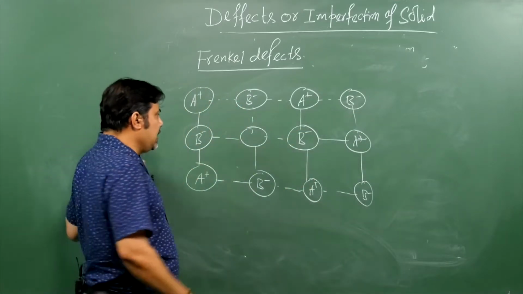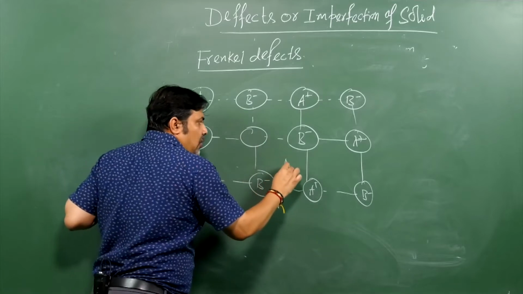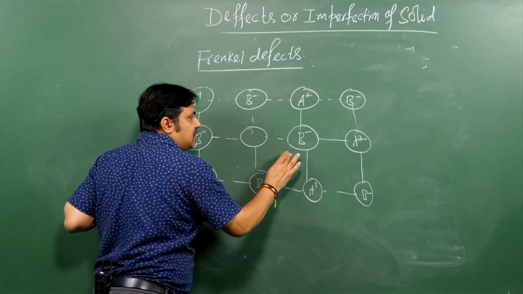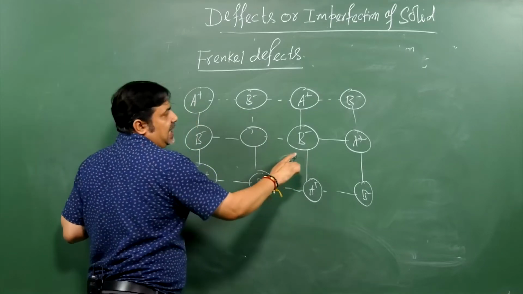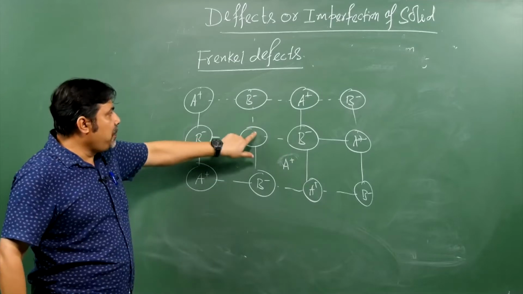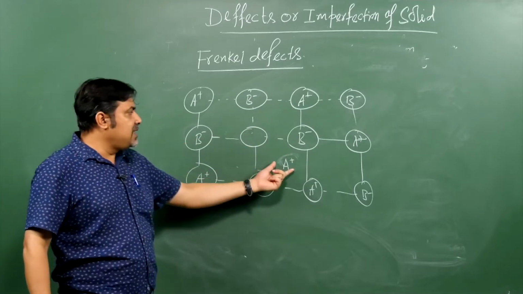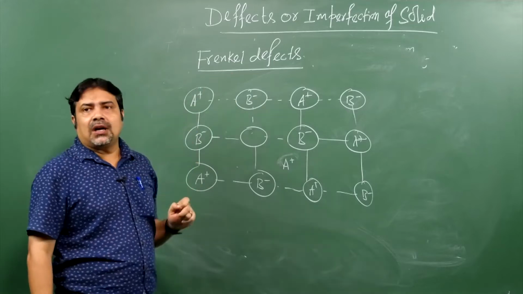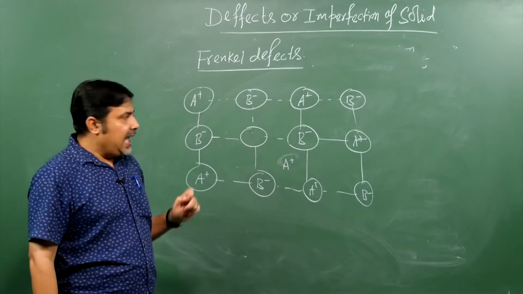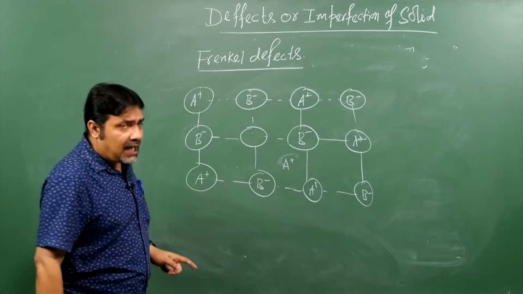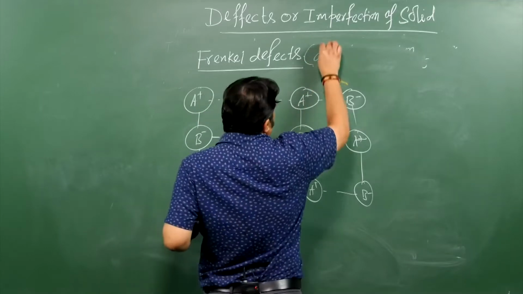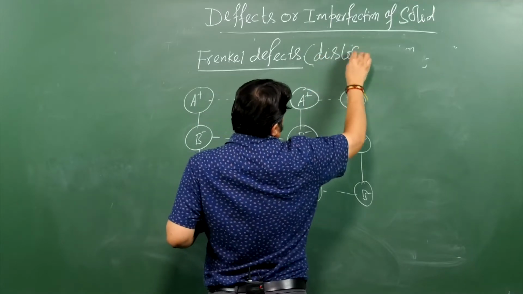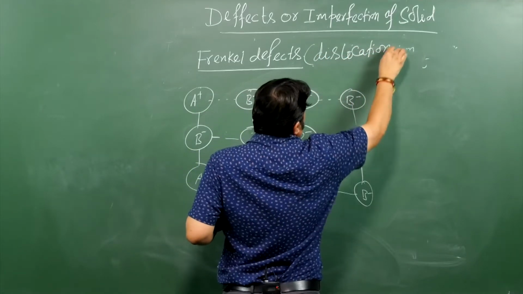Now this cation is missing from here and occupies some interstitial position of the lattice. It is not in its proper place, but it occupies some interstitial position of the lattice. And this type of defect is called a Frenkel defect. Because of that, another name for this defect is a dislocation defect.